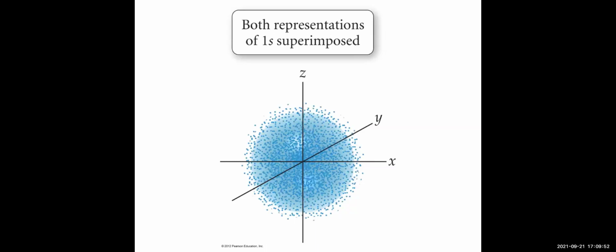Now putting those two on top of each other, are the electrons always inside the orbital?